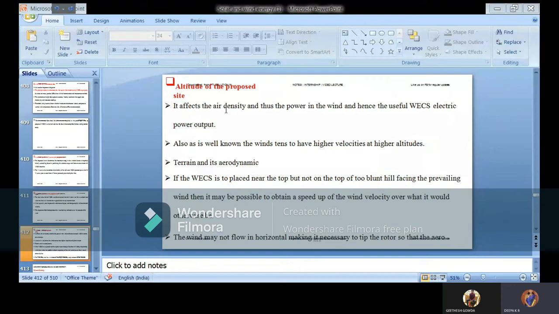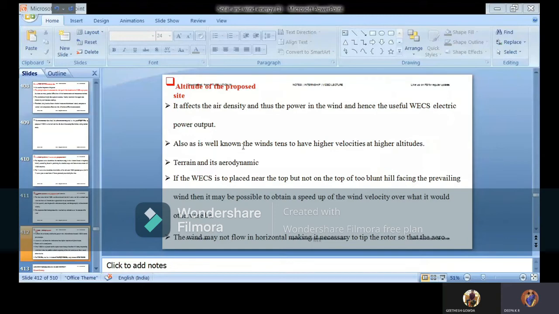Hence the useful WECS electrical power output. Means indirectly you can see if your air density is affected, then wind velocity gets affected. If wind velocity is affected, mechanical rotation will not be there properly, then your electrical output will also be affected. So that's why altitude is also one of the important parameters for the proposed site.